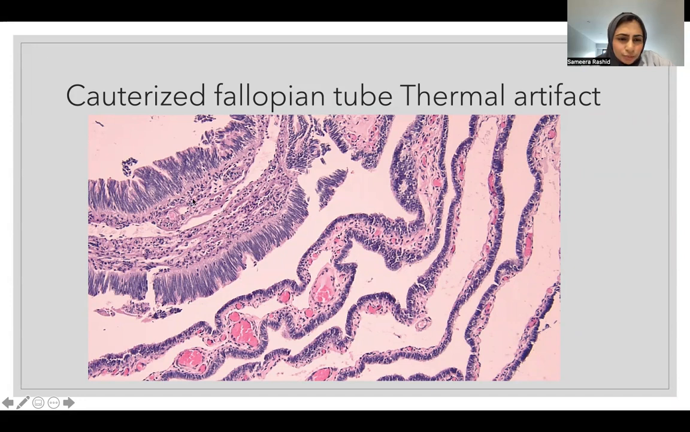And even the tissue that is underlying, it looks like there is some thermal artifact here. So this is all cauterized, and it is very important to make sure that there is no artifact if I am assessing a specimen for intraepithelial carcinoma.